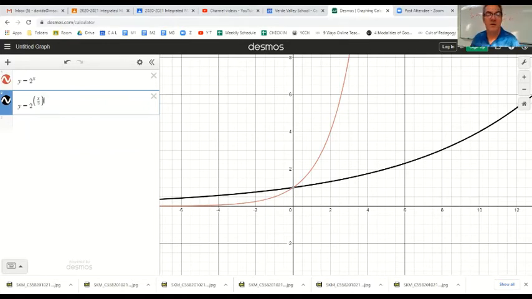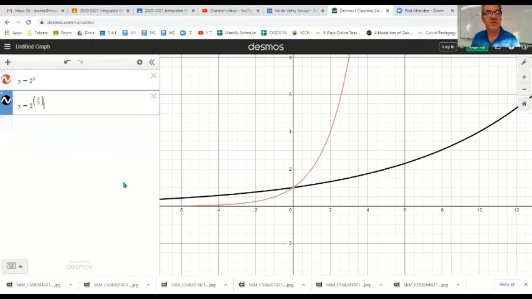There we go. So check that out. That moved it away from the y-axis. Notice here's our base function, the red, and this one is stretching it out. So this is an enlargement with a scale factor of 5.